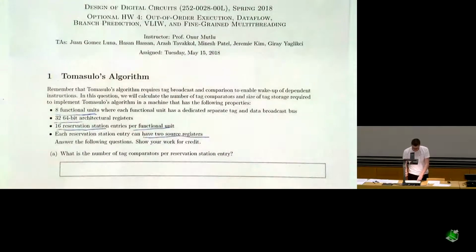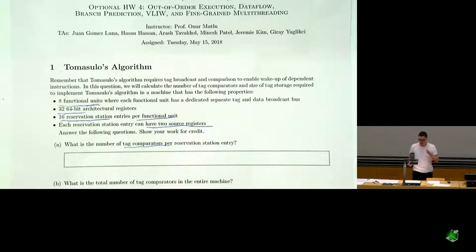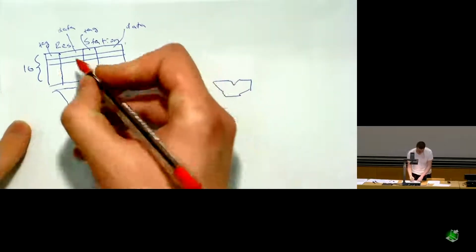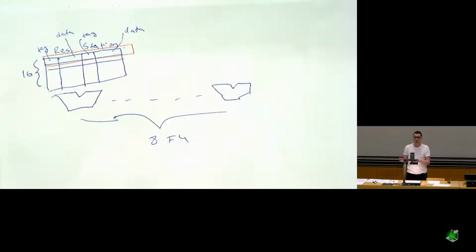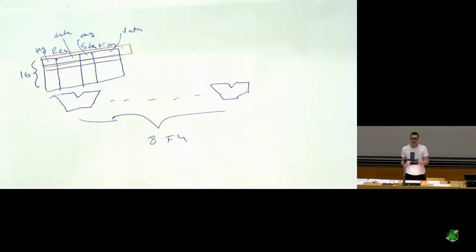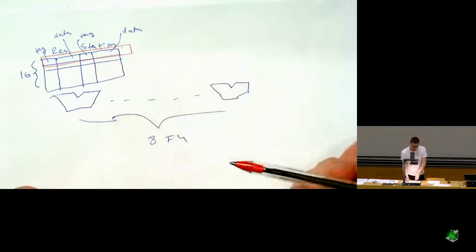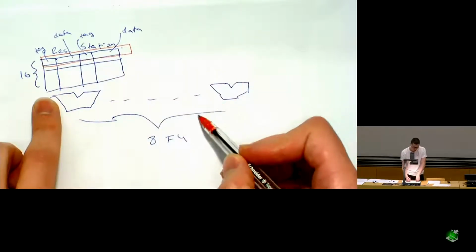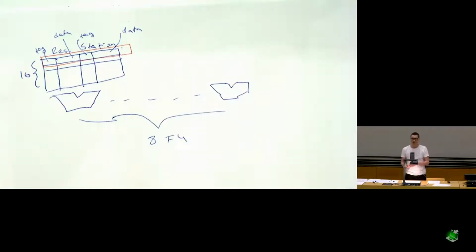And the question is asking about how many tag comparators there are per reservation station entry. So if we go back here, in a single reservation station entry, we have two tags, right? Because we have 2 source operands. And so we will need a comparator for each tag for each functional unit, right? Because in the same cycle, each of those 8 functional units can produce a result, and this result needs to be compared with each of the tags in the reservation station entry. So we have 2 tags here, and we have 8 functional units. So we will need 8 multiplied by 2 tag comparators.